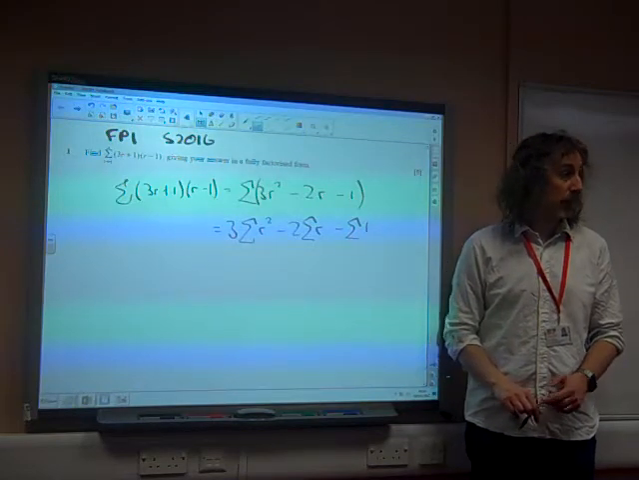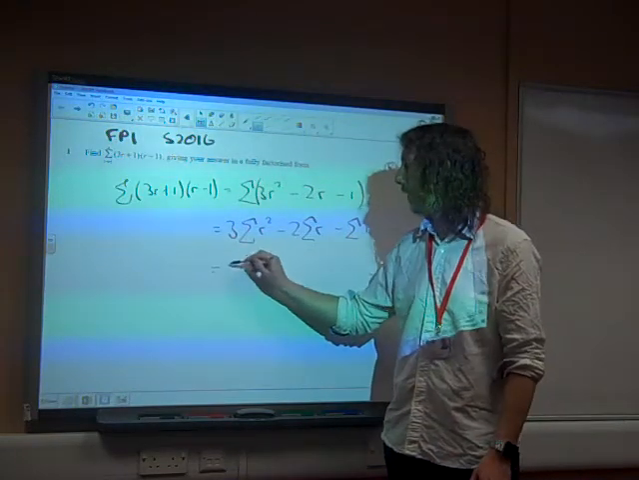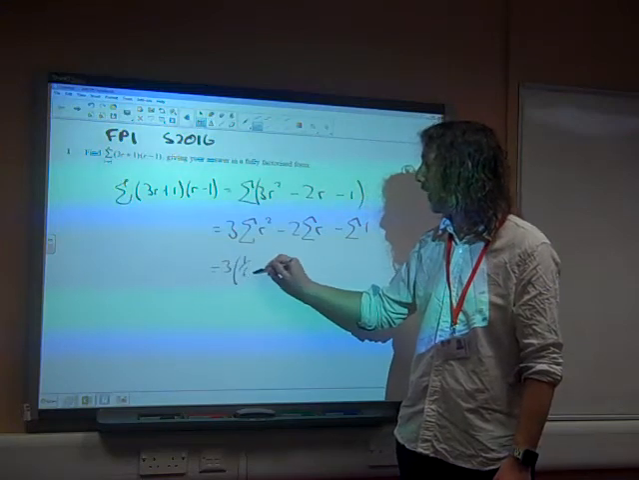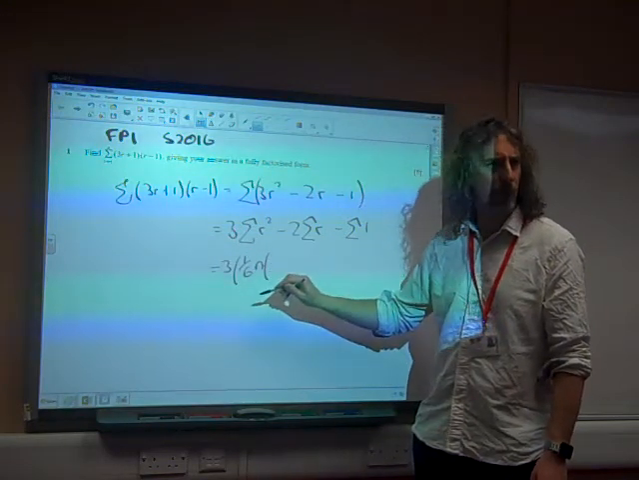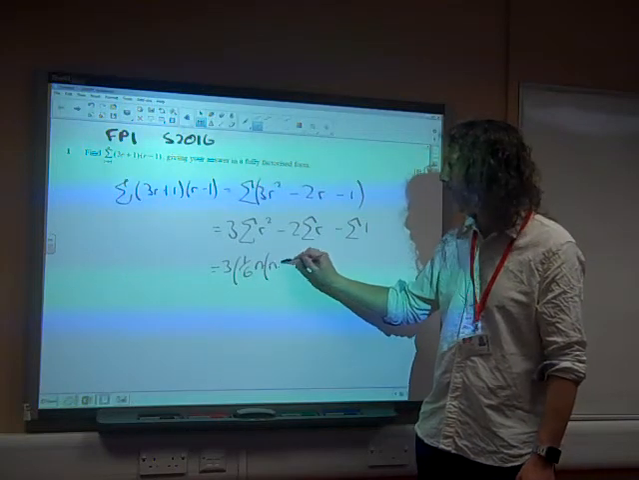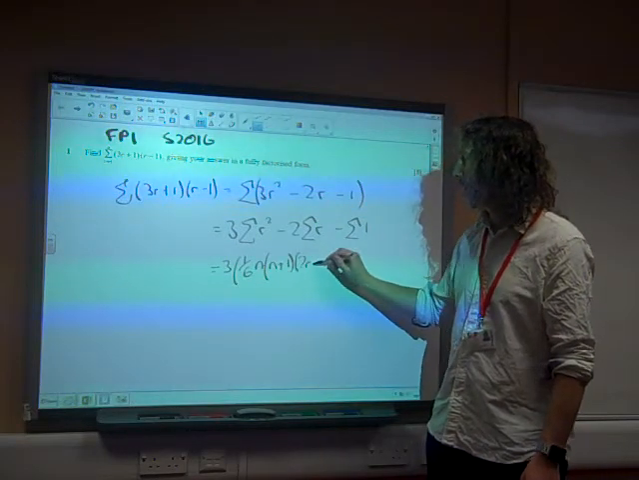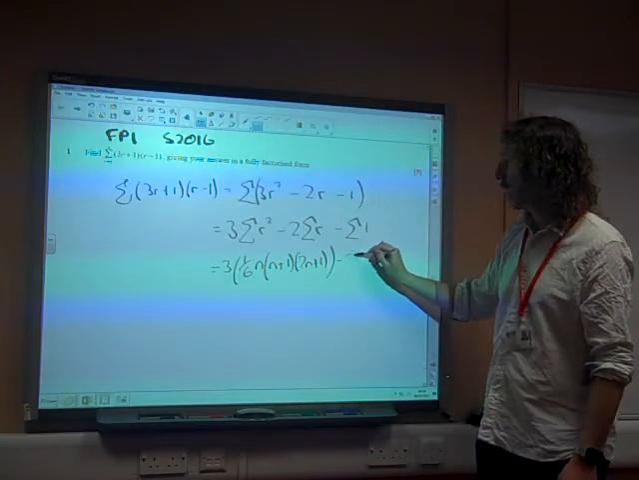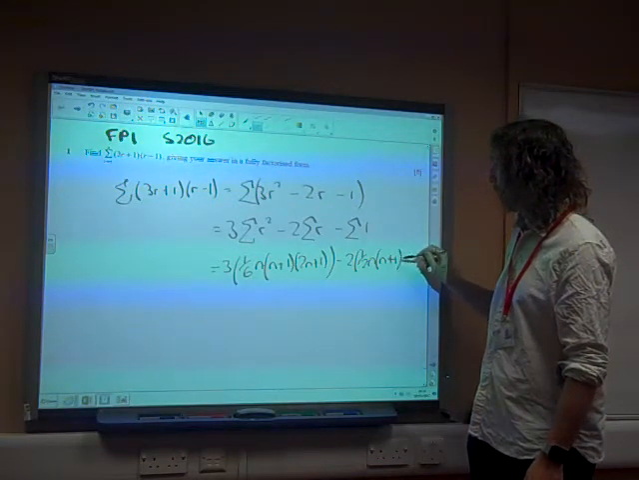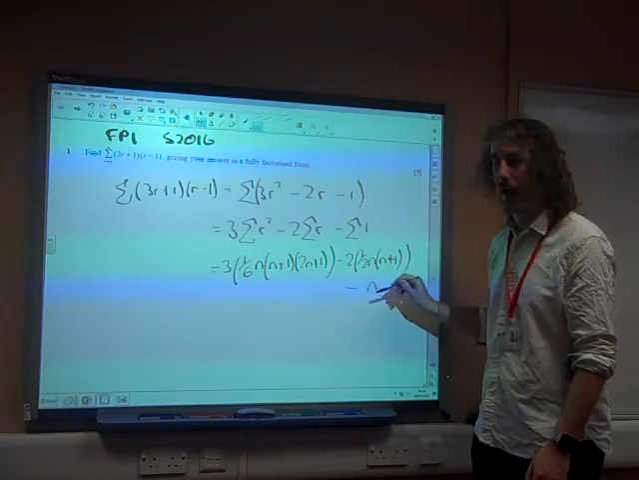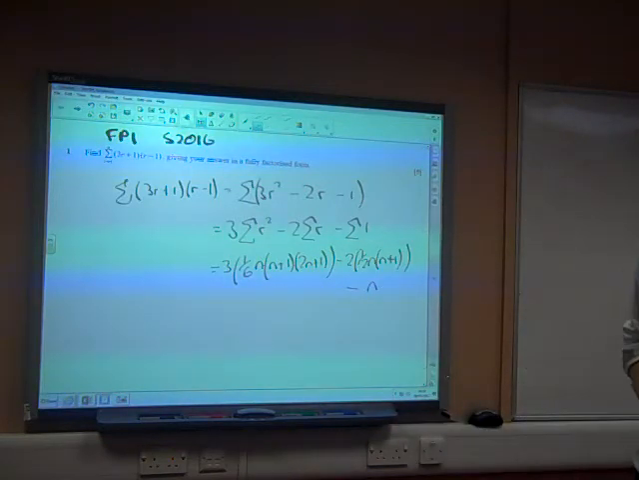Then we're applying the formulae to that. That would be 3 lots of 1/6 n. Is it n plus 1, 2n plus 1? Am I remembering this right? Minus twice a half n plus 1 minus n. Have I got all of those right?